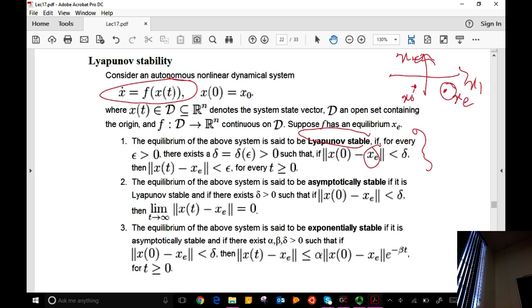The next variation of this one is asymptotically stable. This one says it's not only bounded and not just wandering, but it is going towards 0. As t goes to infinity, the difference between the trajectory and the equilibrium point goes to 0. In the previous case, it remains bounded. In this case, it goes to 0. Okay? And the third one is exponentially stable, which says that it not only goes to 0, it goes to 0 in an exponentially decaying fashion, e to the power minus t.